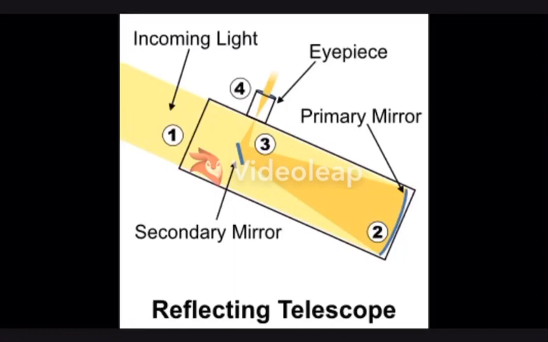Moving on to the reflecting telescope, first of all, let's see the parts. Number 1, we have the incoming light. Number 2, we have the primary mirror. Number 3, we have the secondary mirror. And number 4, we have the eyepiece. So basically, a reflecting telescope uses a concave mirror. Why? To collect and focus light. The light then strikes a smaller plane mirror, which reflects the light into the eyepiece at the side of the telescope. The eyepiece is on the side so it does not block the incoming light. Basically, a convex lens in the eyepiece enlarges the image.